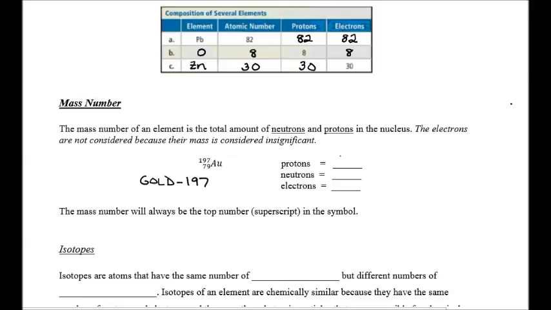So protons is the atomic number, which is 79. The number of neutrons is simply the difference between the two numbers. So there are 118 neutrons. The electrons equal the number of protons. The mass number will always be the top number, which is called a superscript in the symbol.